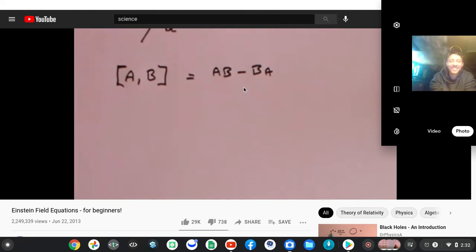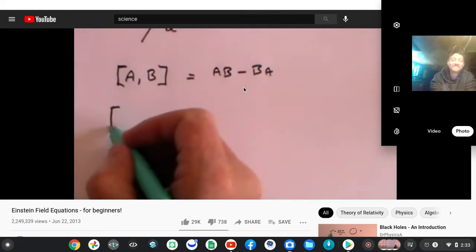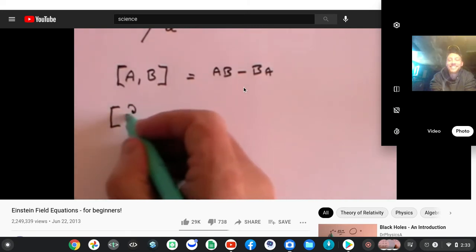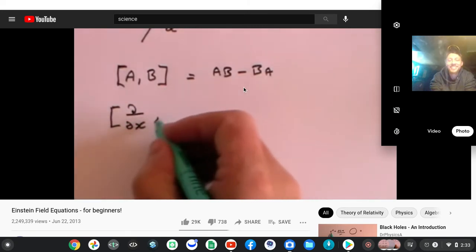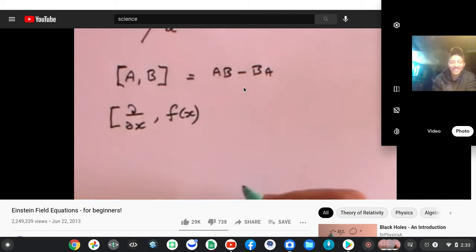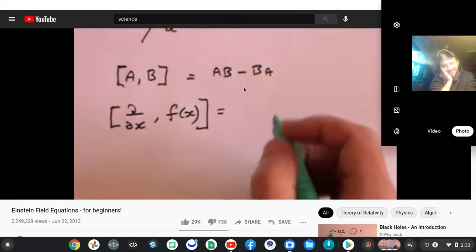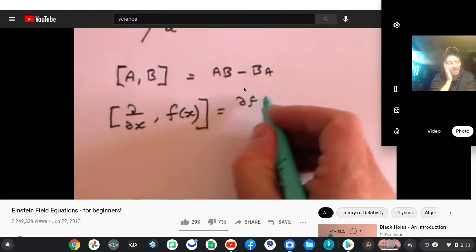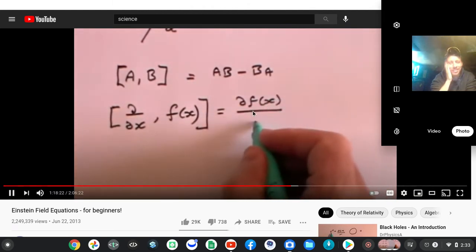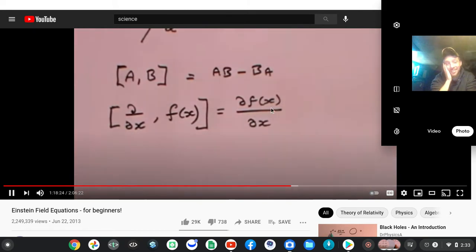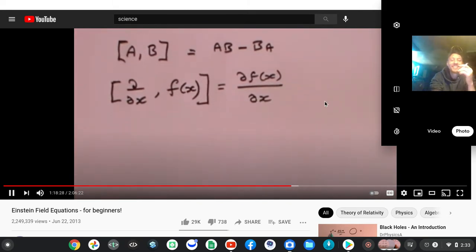And I'm particularly going to look at one, which is the commutator of d by dx and some function of x, that's my commutator, and I'm going to show that that actually doesn't equal 0. Okay, so far so good. So let's just do the quick proof.